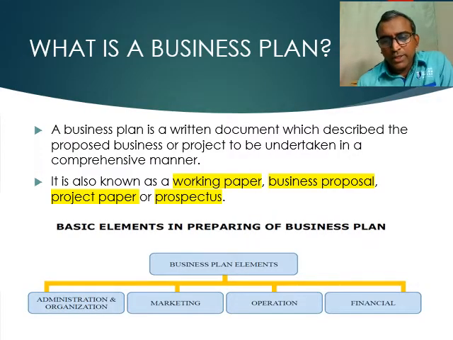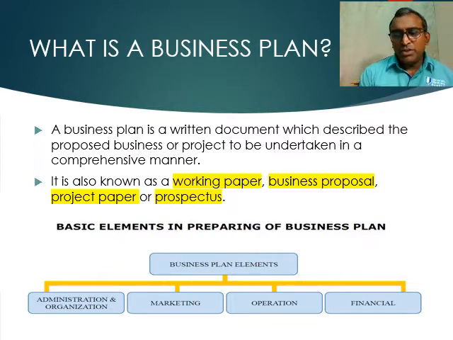As shown in the diagram, you can see that the components of the business plan include administration and organization, and then marketing, operation, as well as financial plans. Why do we need to look into preparation of this business plan? Because it is a working paper, or proposal, or project paper in the case of your assignment, or also known as a prospectus. All these have a purpose, and you can modify it for a specific purpose, which we'll discuss in a while. But first let me explain each of the components.